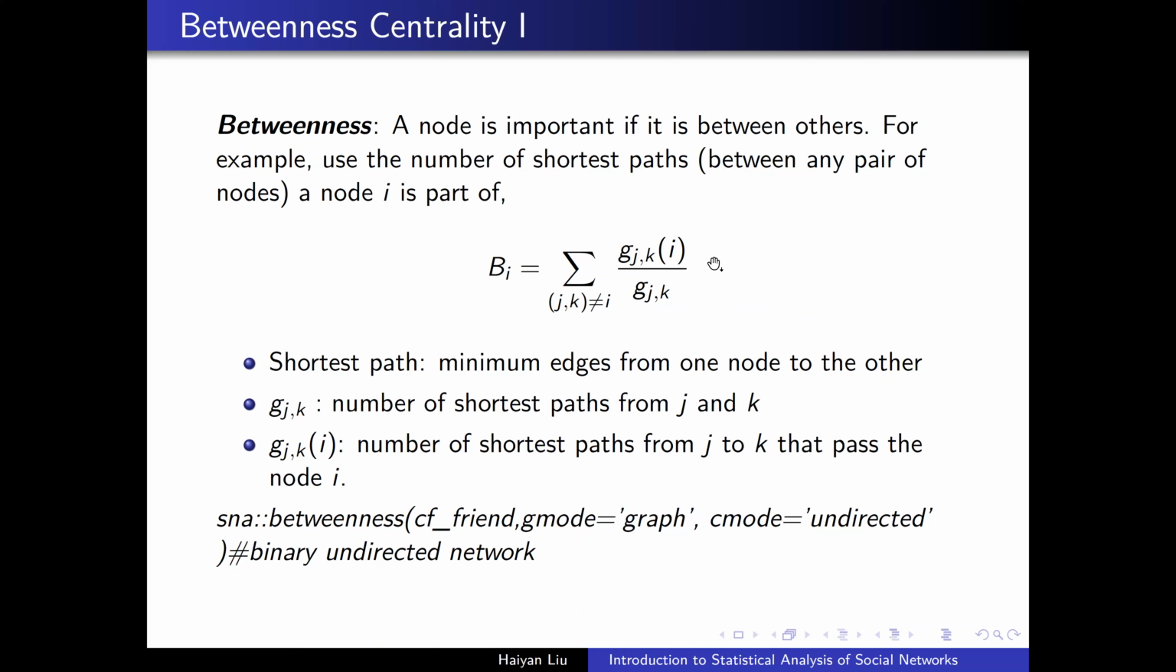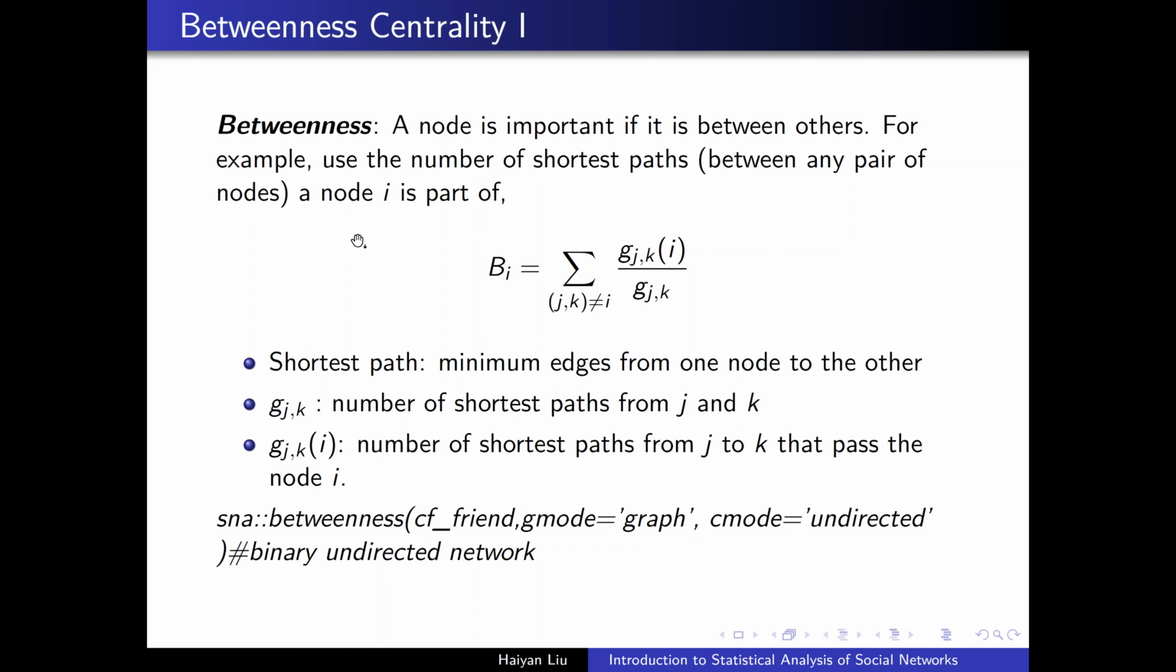Now we can think about that. If actor I is more important, then that actor should be involved more often in the shortest paths of the others, right? So B_I should be large. Therefore, the larger the B_I, the higher the betweenness, and the more important the actor is.